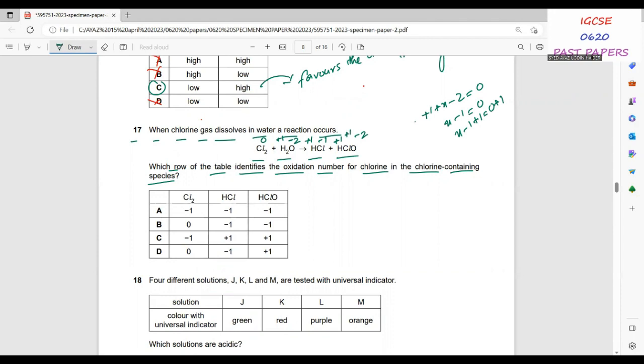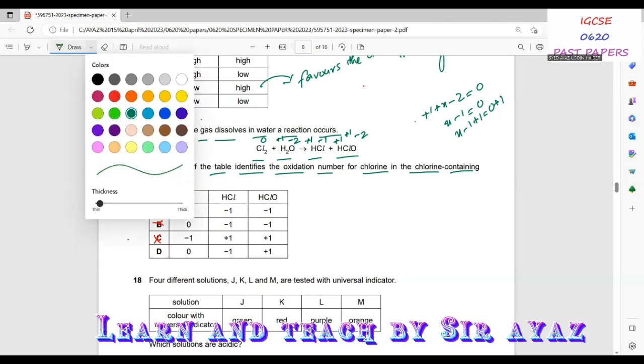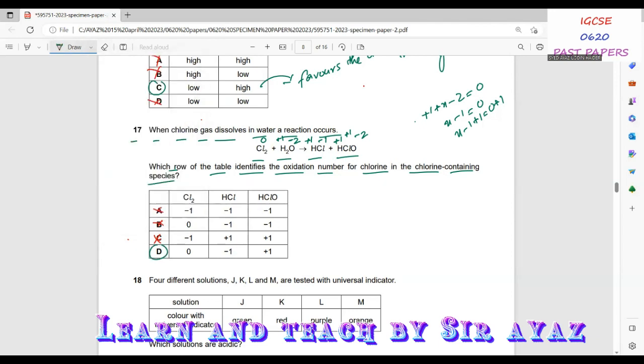Let's see the responses. In the responses, automatically A and C are incorrect because in both of these, Cl2 is carrying -1 charge. What about the charges on Cl in other compounds? In HCl, it must carry -1, but in HClO, it must carry +1. So again, B will be incorrect. We are left with only one choice, which is choice D. D will be the right answer for this question.